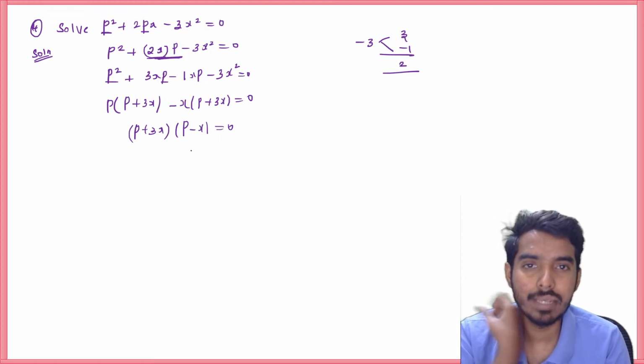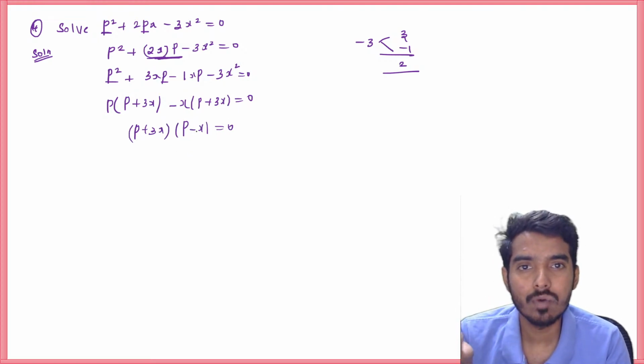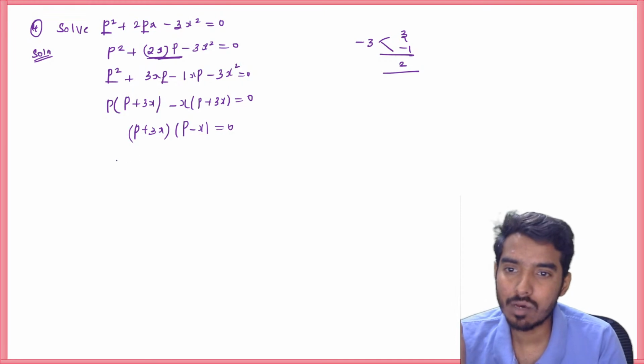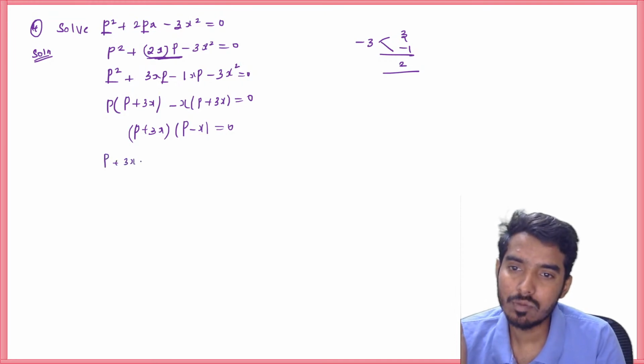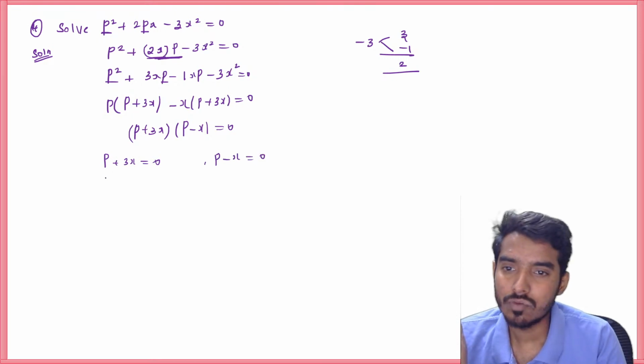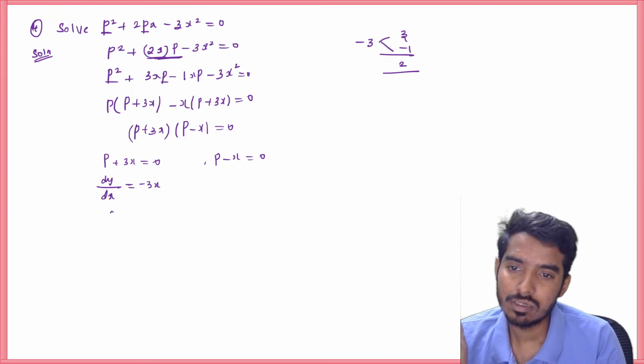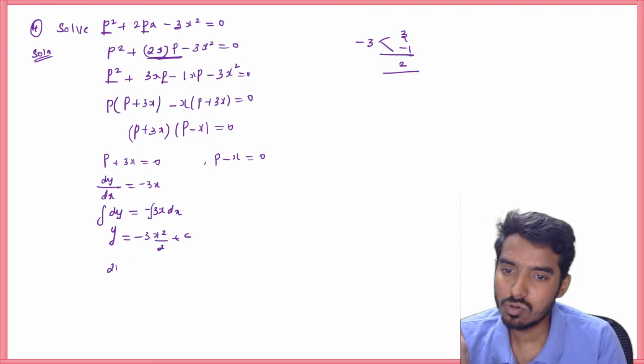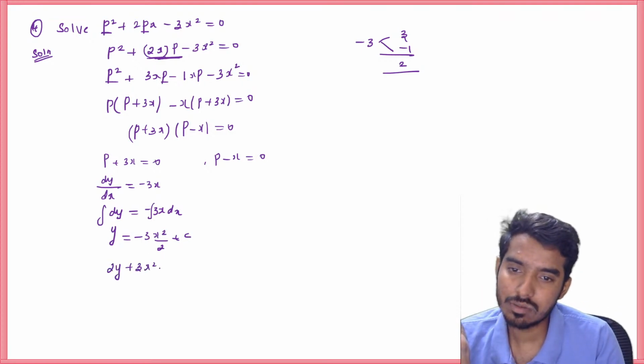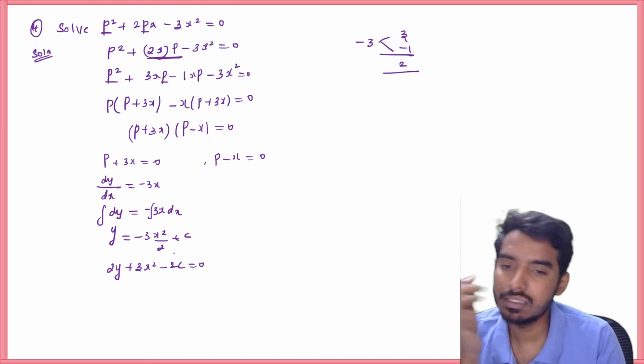This is soluble for p, right? Because it is p minus f1 of x comma y into p minus f2 of x comma y. Equate each term to be equal to 0, find the solution for each term and multiply them. We have dy by dx is equal to minus 3x, so dy is equal to minus 3x dx. That means y is equal to minus 3x square by 2 plus c. So 2y plus 3x square minus 2c equal to 0.